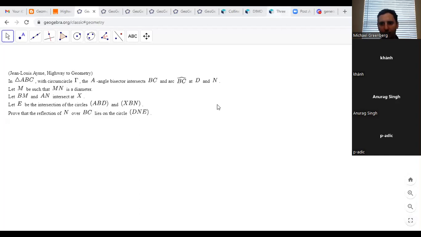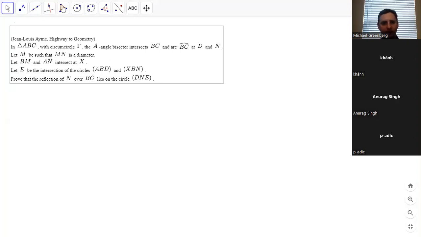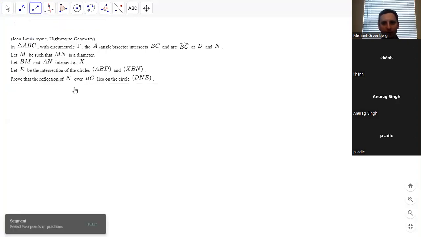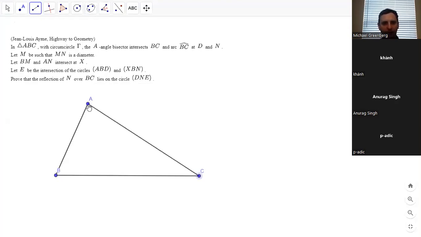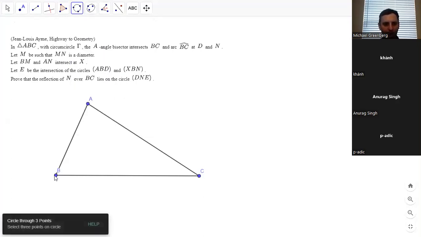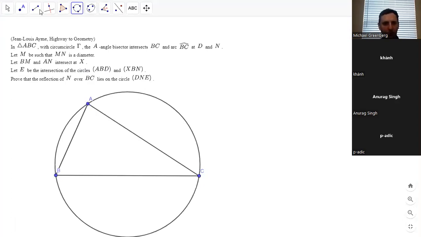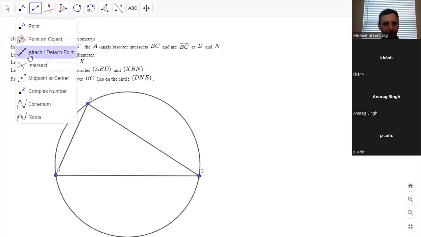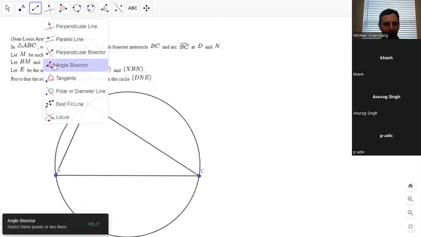So here's the first problem. We have a triangle ABC with circumcircle gamma. And then we want to see where the A angle bisector intersects arc BC and the segment BC. So I'm going to draw that in. Let's draw the bisector. There we go.